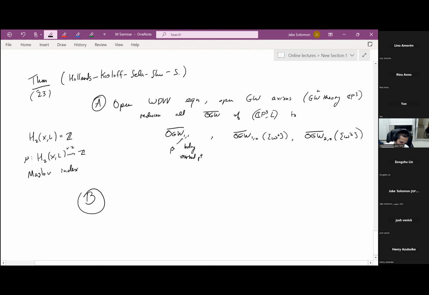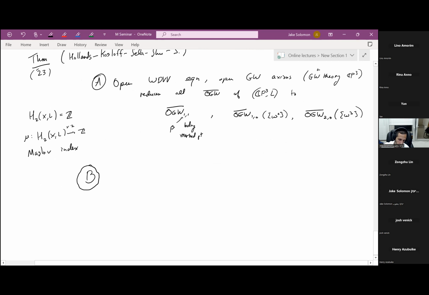And B, so we give a general criterion, but in the case of this Chiang Lagrangian, basically the general criterion says that, let's call these the basic invariants. So part B is that the basic invariants actually just wind up counting disks. No need to consider bounding cochains.